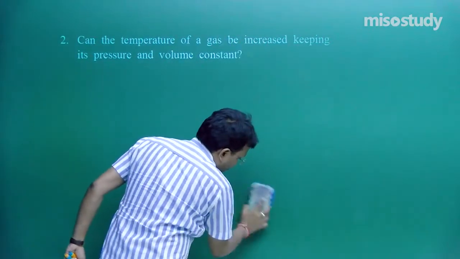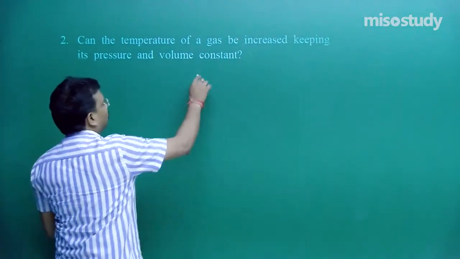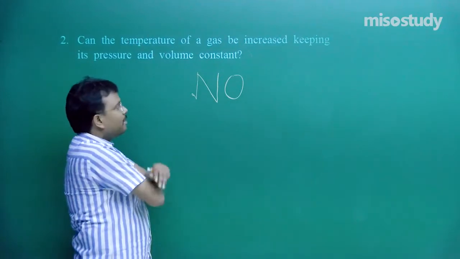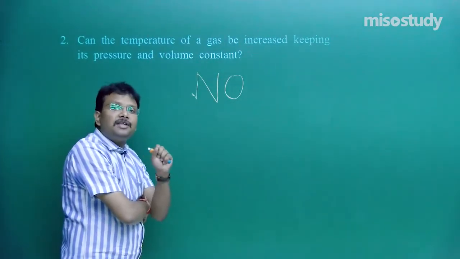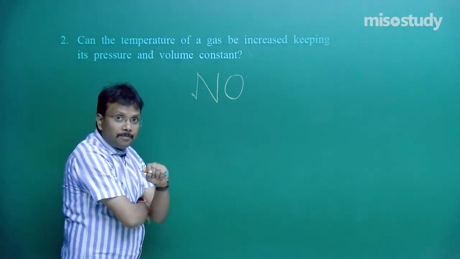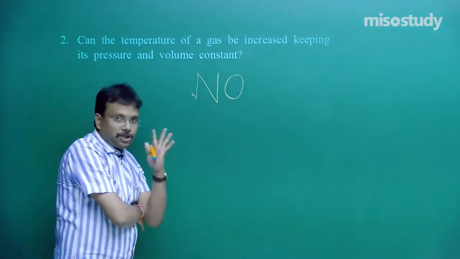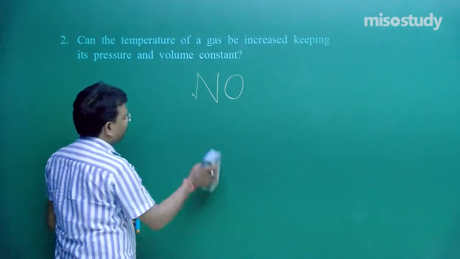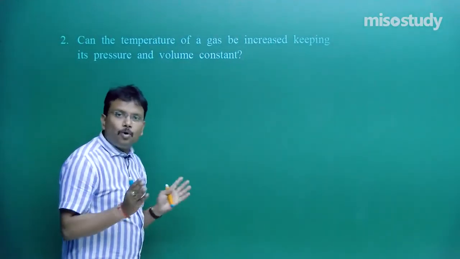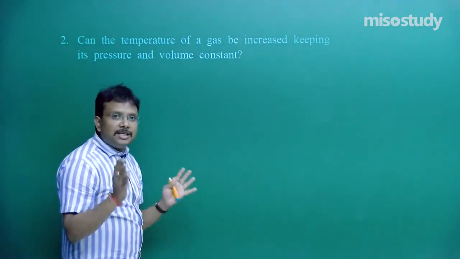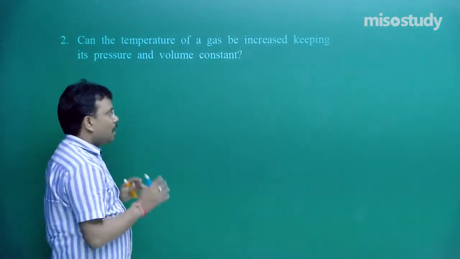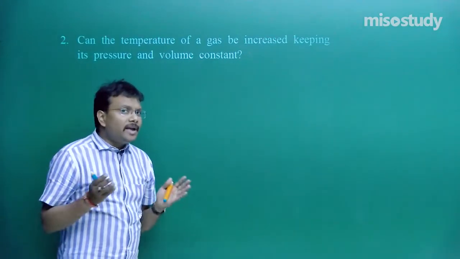The answer is: if you want to change the temperature of a gas, either P, or V, or both will change. In the answer, you only have to write no, without changing P and V, we cannot change the temperature. The question that may come to your mind is why exactly it is so.